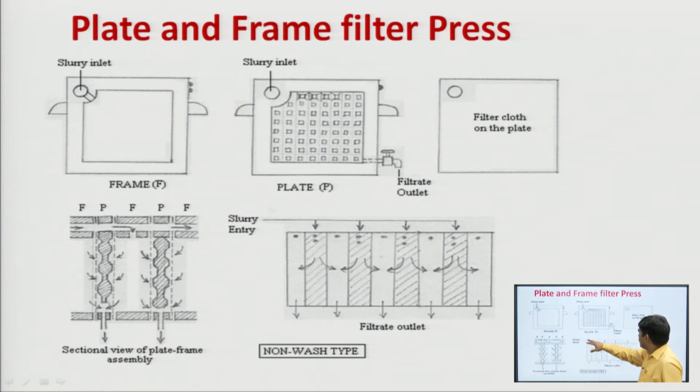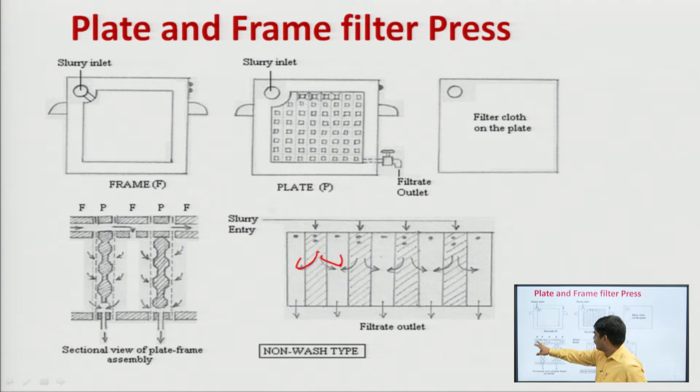This is a slurry inlet point, where the slurry enters. Where is it entering? Into the frame. Into the frame the slurry is entering, and through this frame it passes to both sides onto the plates, the plate just below the frame and the plate above the frame.